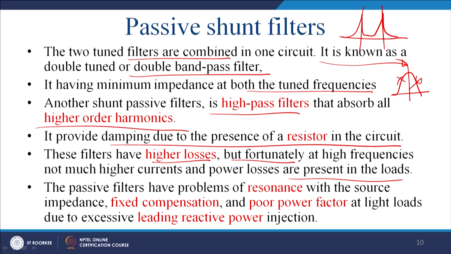Passive filters have a problem of resonance with the source impedance. That is one of the greatest limitations of passive filters, and for this reason our shift is gradually toward active filters. Another major drawback of this shunt passive filter is fixed compensation, and poor power factor at light load due to the excess leading power injection.